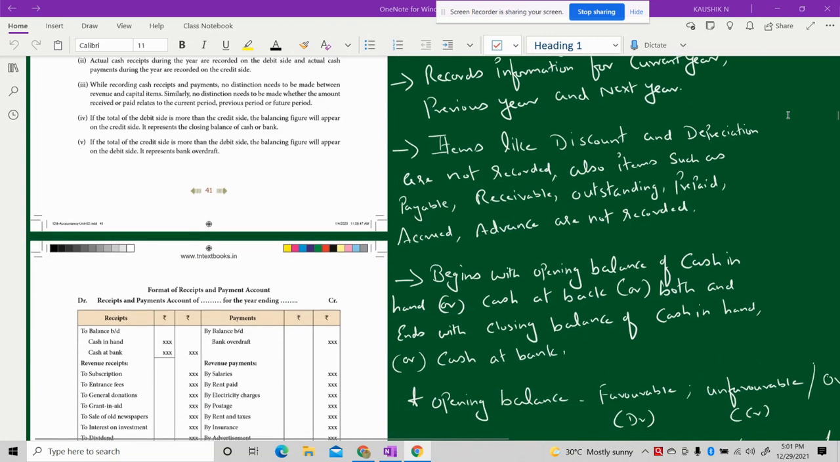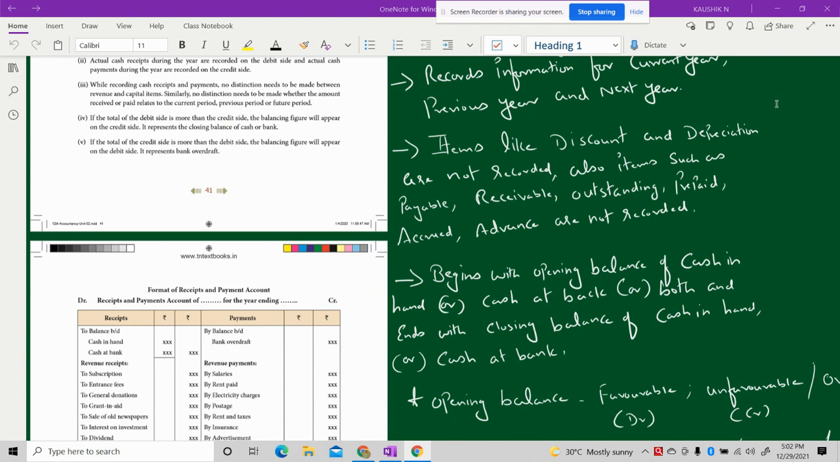And of course, your receipts and payment account will begin with your opening balance of cash in hand and cash at bank. However, the opening balance of cash in hand or cash at bank will show favorable balance, and of course at times they will also show unfavorable balance, or we otherwise call them an overdraft balance. So basically your receipts and payment account will begin with opening balance of cash in hand or cash at bank, or at times even both, whereas your closing balances can be either favorable or unfavorable.